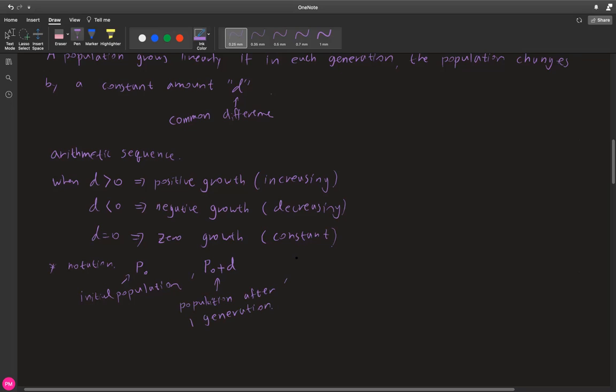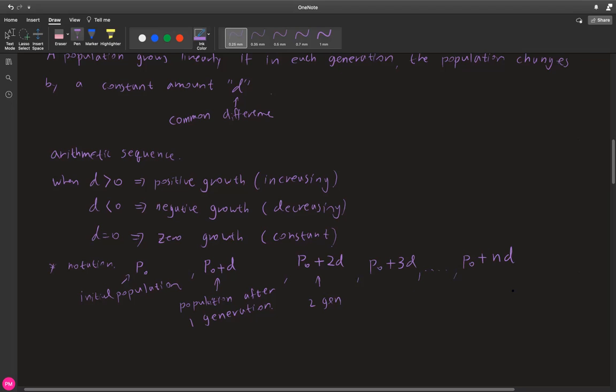And we continue this pattern as P0 plus 2D, meaning there were 2 increases of the common difference, and we call that the population after the second generation, so 2 generations, and so on and so forth. You go like this. And since this is a sequence, this would go indefinitely, and you will reach some number ND.